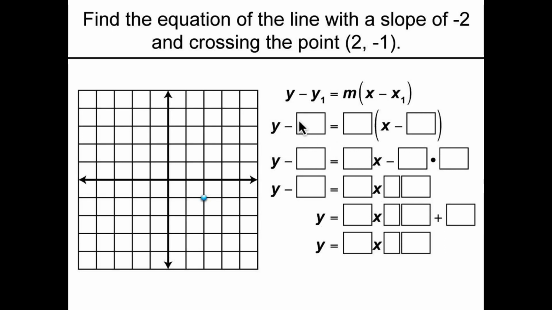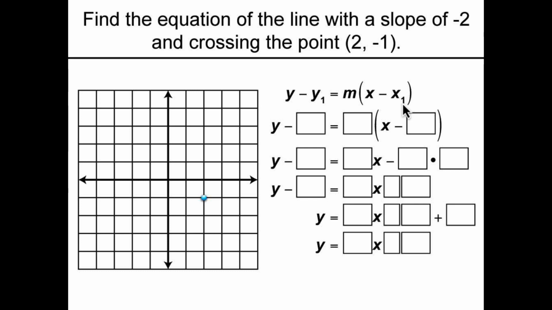Find the equation of the line with a slope of -2 and crossing the point (2, -1). When you know the slope of the line and one point on the line, use the point-slope form, which is y minus y1 equals m times the quantity x minus x1.